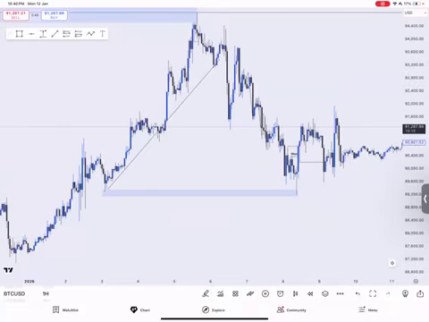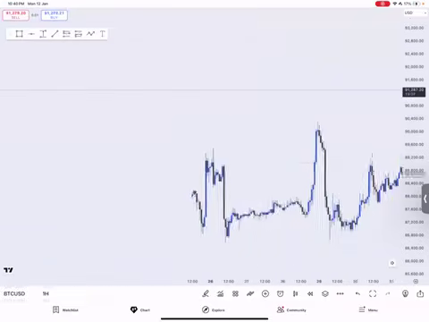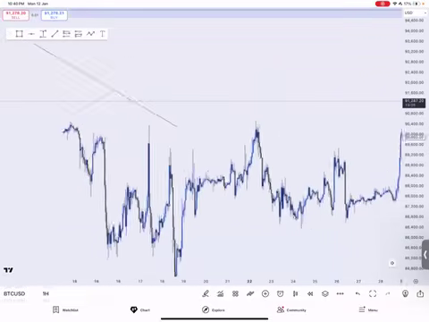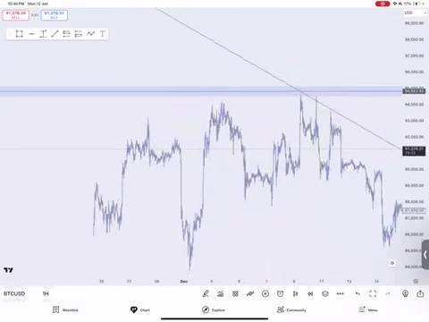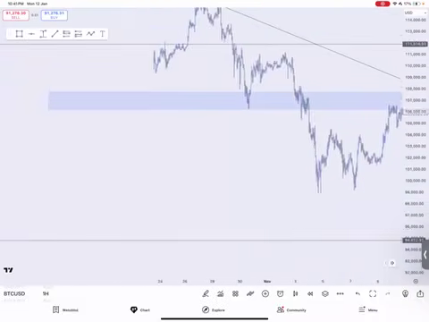But the inducement acts as an extra layer of security, an extra layer of confluence to tell you that the MSS you got, or the double option you got, is valid. That's what the inducement is there for. It's a trap. It's liquidity. Liquidity means zones where there's money in the market. So an inducement is a type of liquidity.